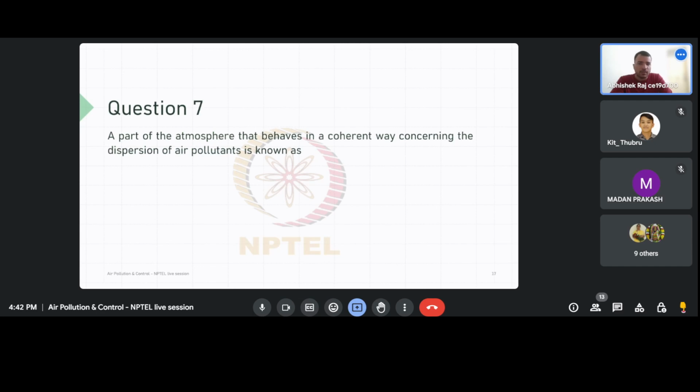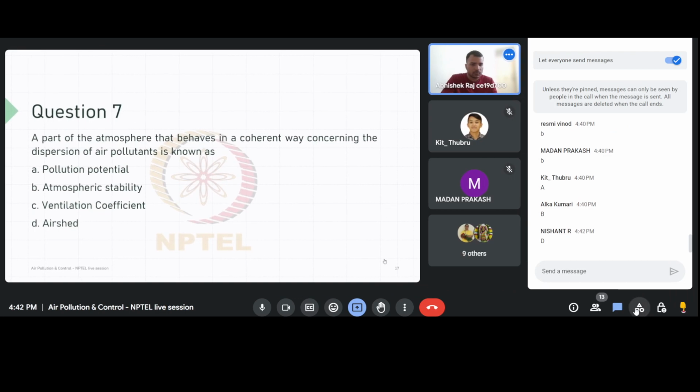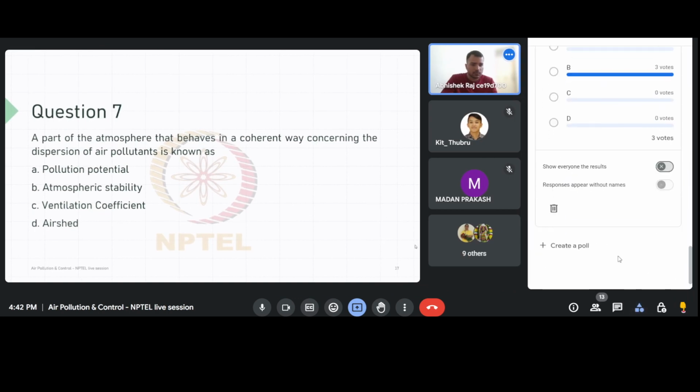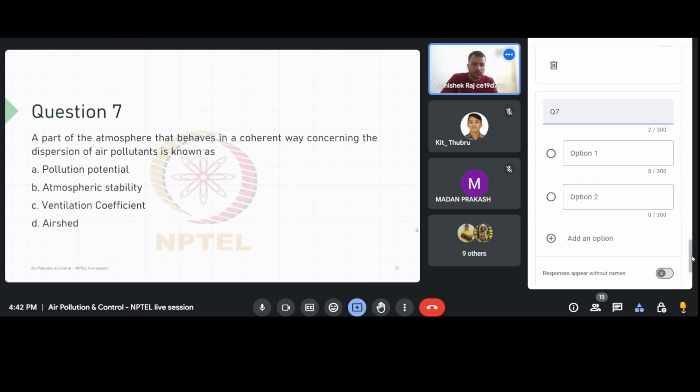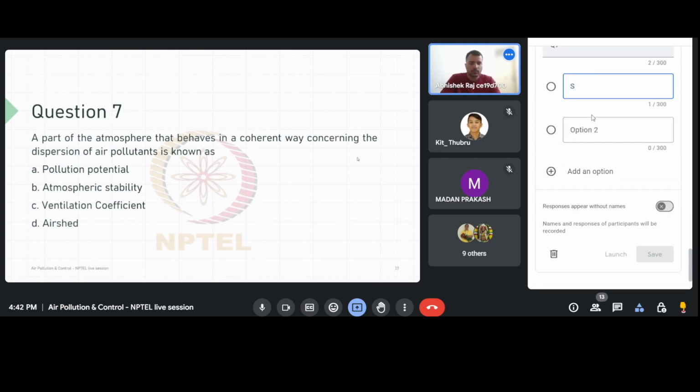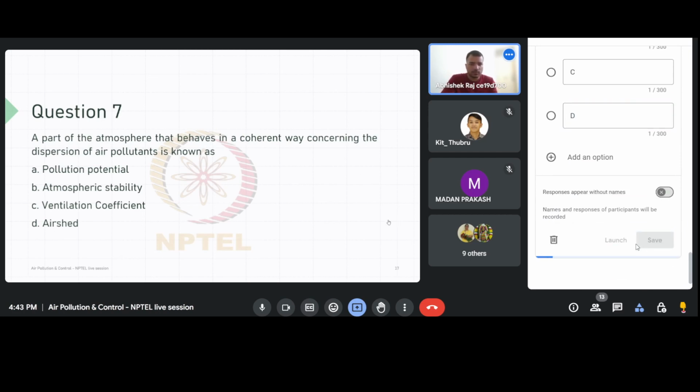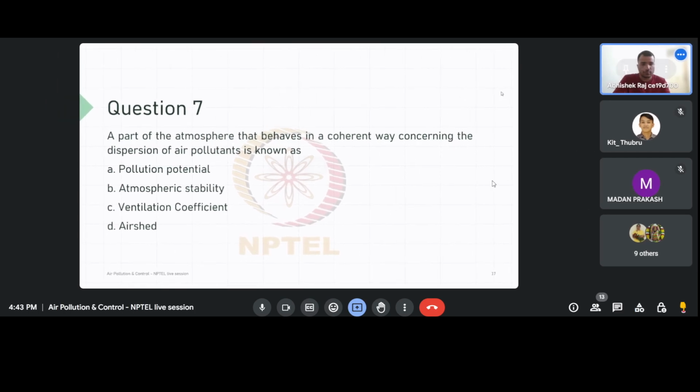A part of the atmosphere that behaves in a coherent way concerning the dispersion of air pollutants is known as: pollution potential, atmospheric stability, ventilation coefficient, or air shed. I've dropped the poll, you can respond there.